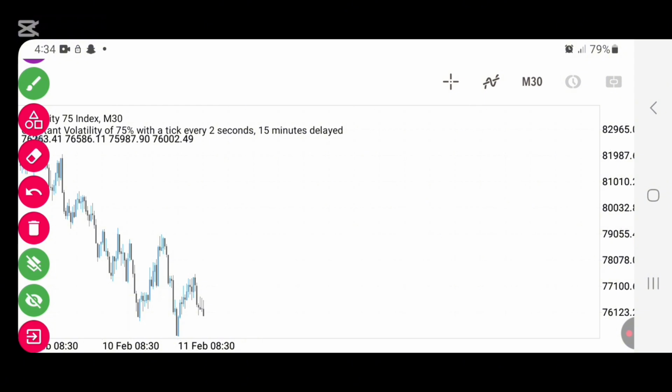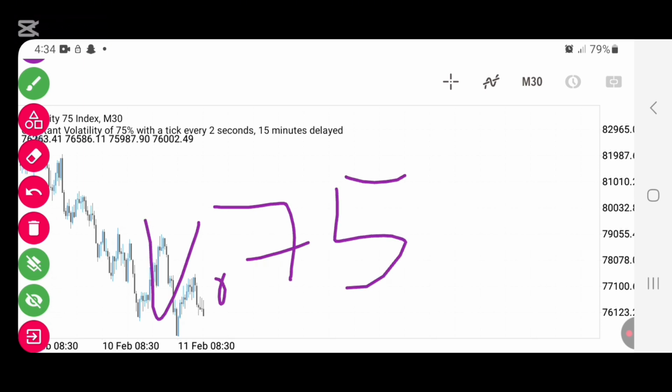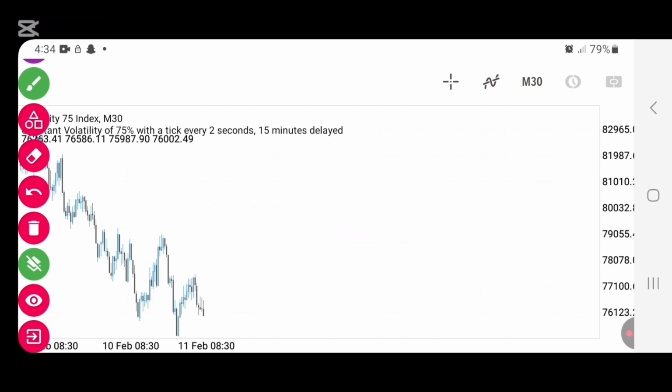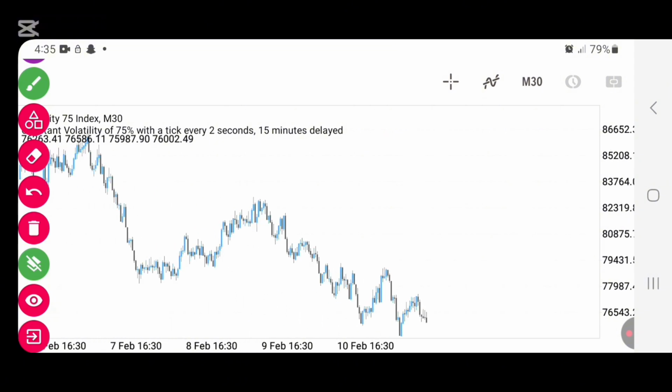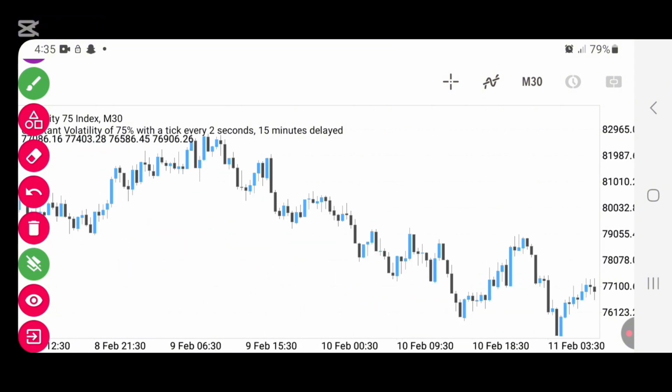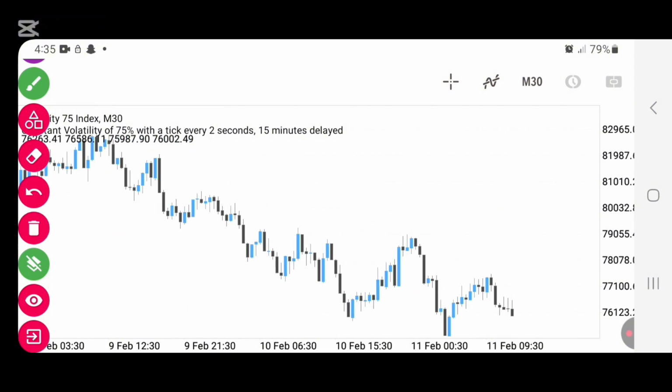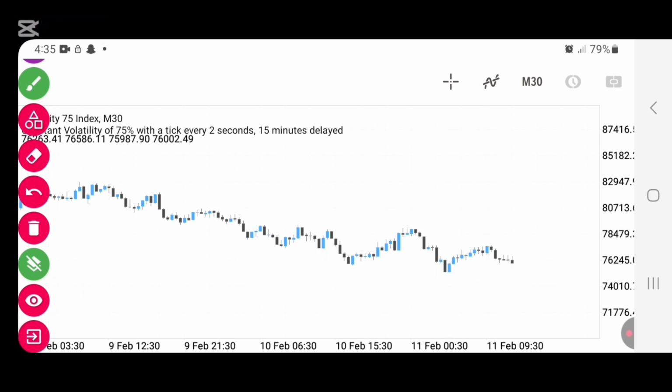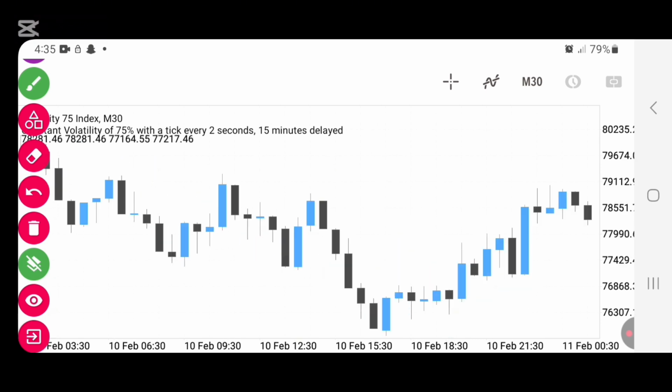So after downloading MT5 to your trading device, you open any kind of chart. Now here we have our VIX75 index. This is what I love to trade so much. Make sure you are on 30 minutes. The next step after doing that is to make sure your charts are clean, with nothing in the background. You can see my charts are very clean. Are you getting the point?